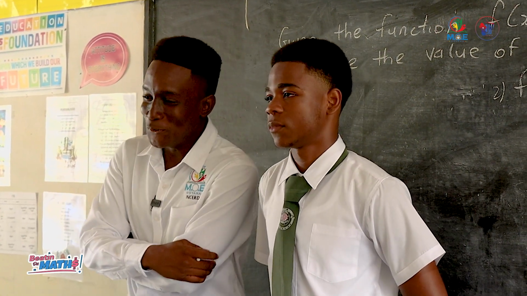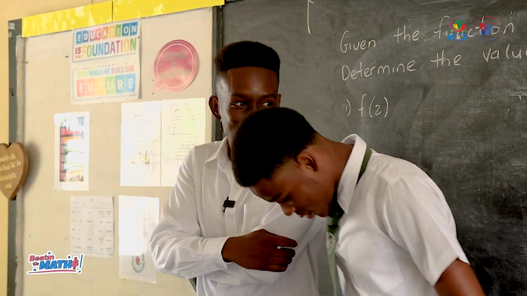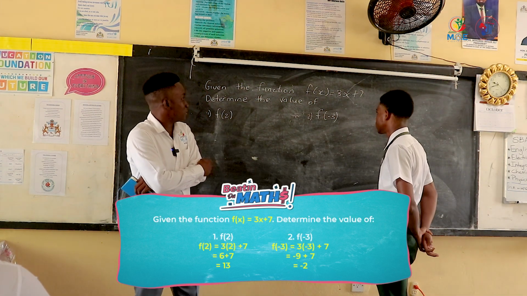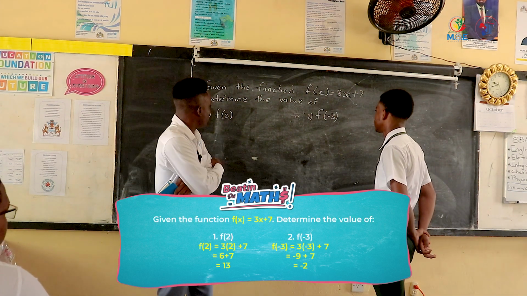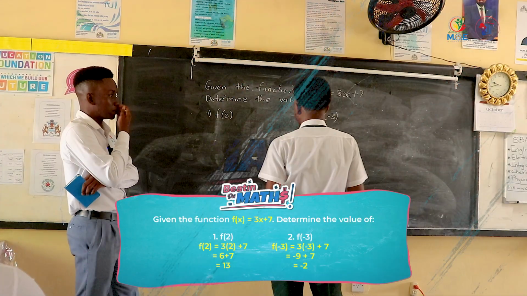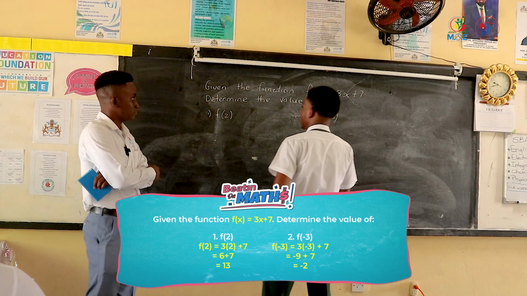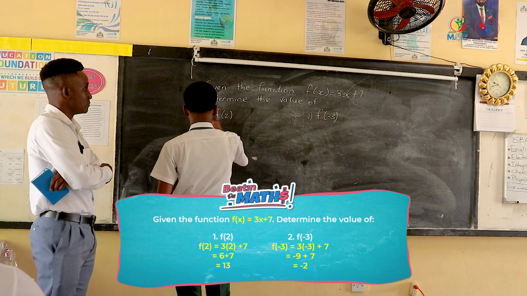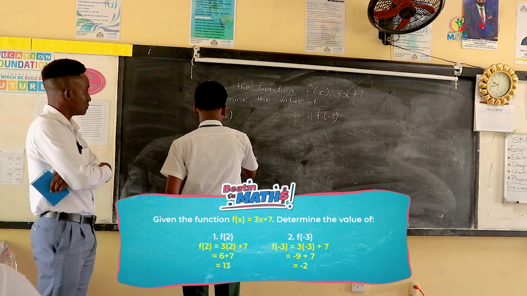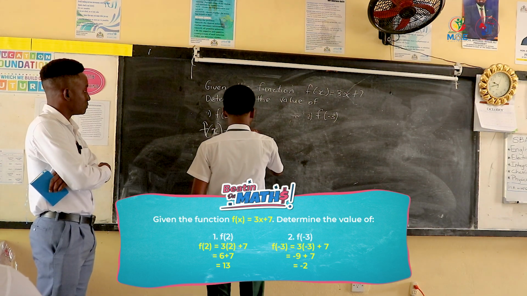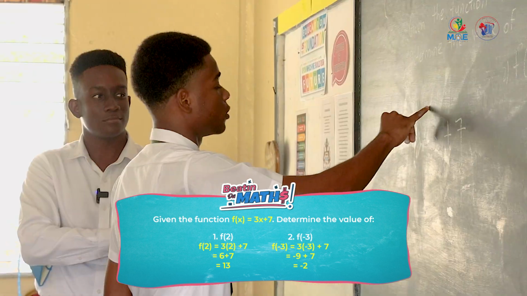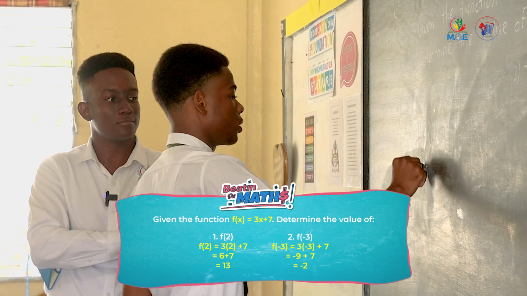Alright. So we'll do some functions this morning. Yes, sir. The question says, given a function f of x is equal to 3x plus 7, determine the value of f of 2 and f of negative 3. Go ahead, the floor is yours. First step I would do: 3x plus 7. So they want us to find f of 2. Let's start.